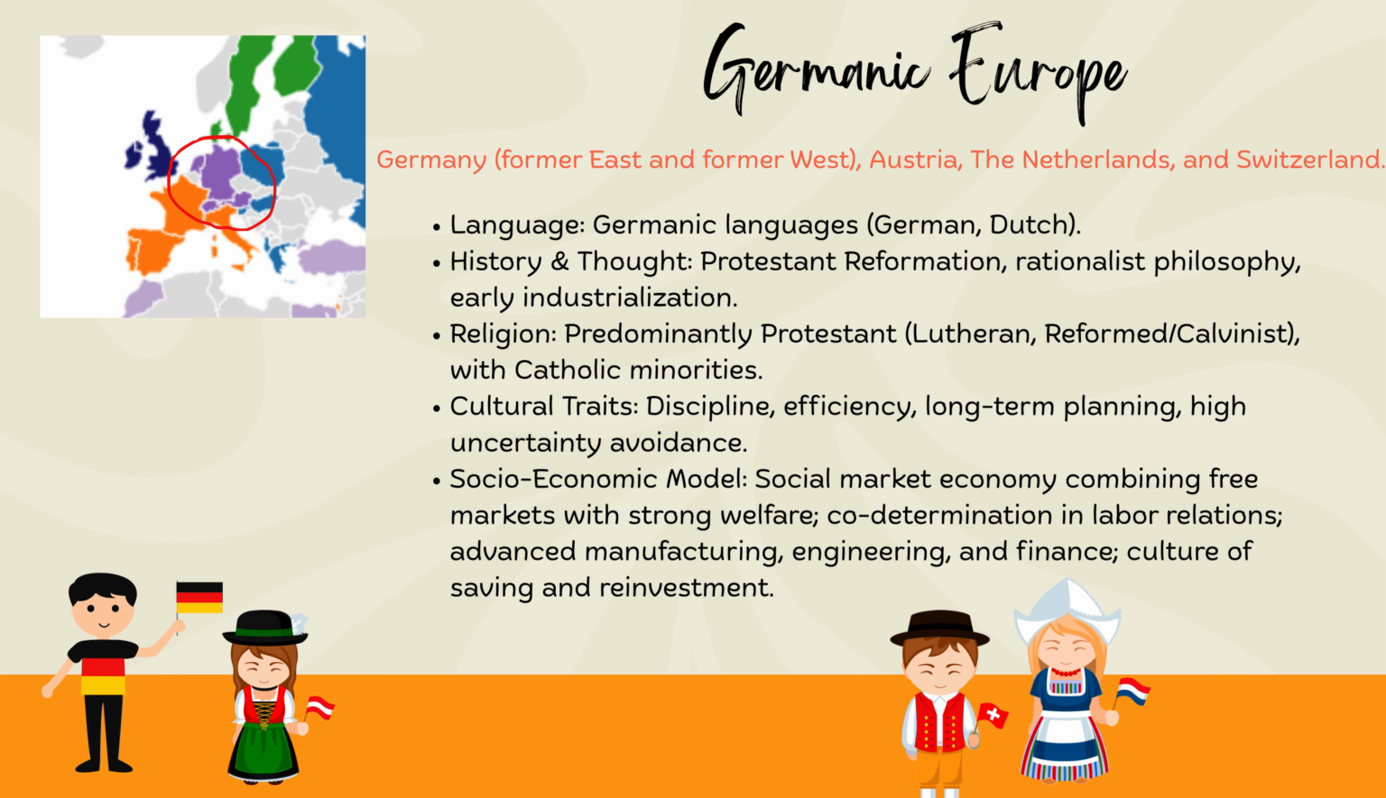In summary, the Germanic Europe cluster reflects the combination of Protestant work ethic, rationalist philosophy, and early industrialization, which together produced a disciplined, efficient, and well-organized society. This unique blend explains why the region has been so successful in building both strong economies and stable social systems.